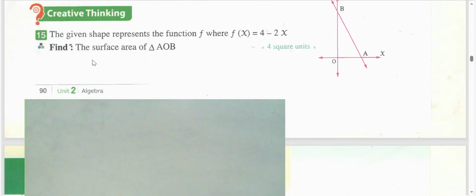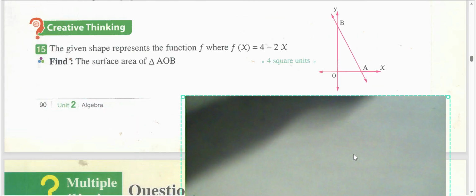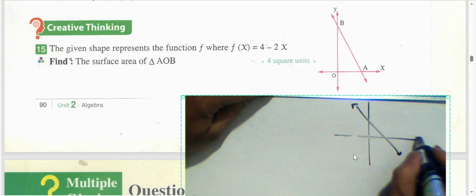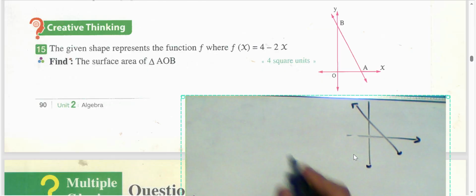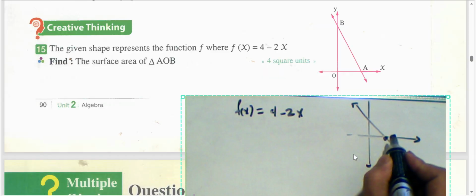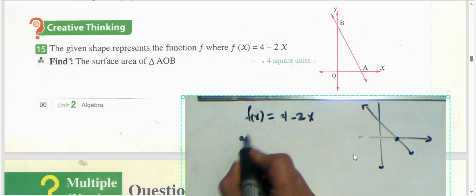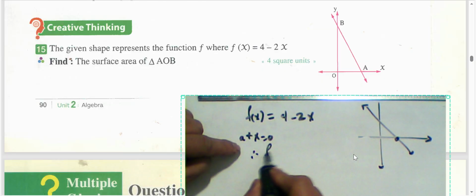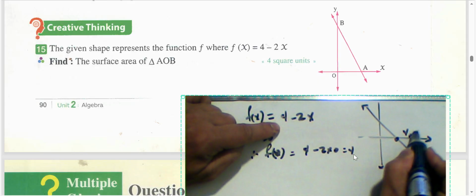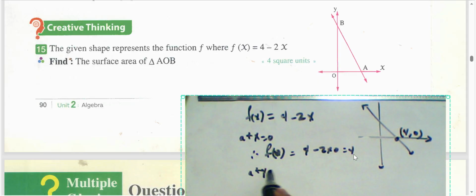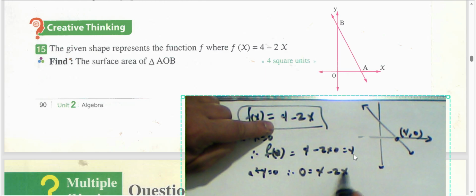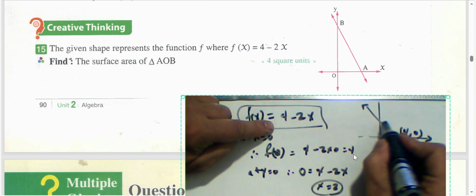Next question, he gives me the relation here on the x-axis and y-axis like this. This function f of x equals 4 minus 2x. We can find the point here at x equals 0. Then f of 0 equal 4 minus 2 times 0, it will be 4. Then the point here will be 0 and 4. And then at y equal 0, with the value of f of x equals 0, then 0 equals 4 minus 2x. Then the value of x will be 2. Then the point here would be 2 and 0.